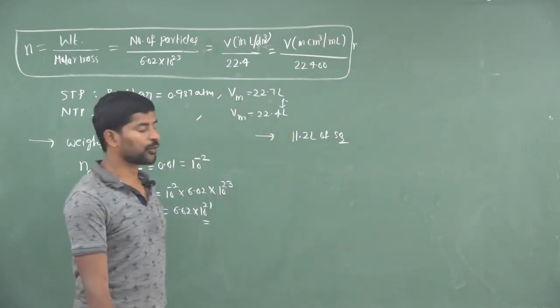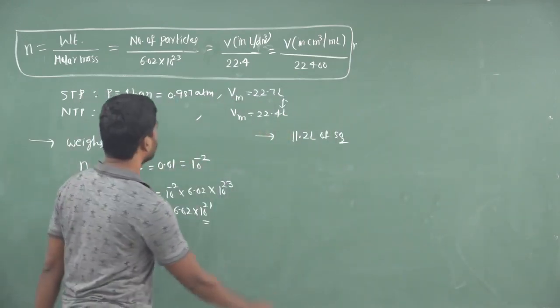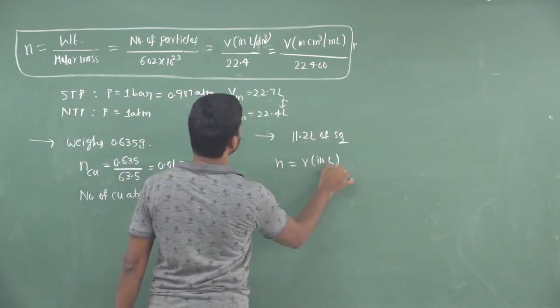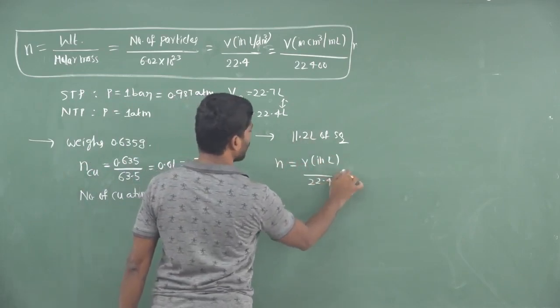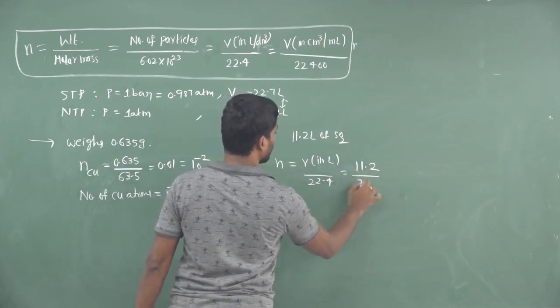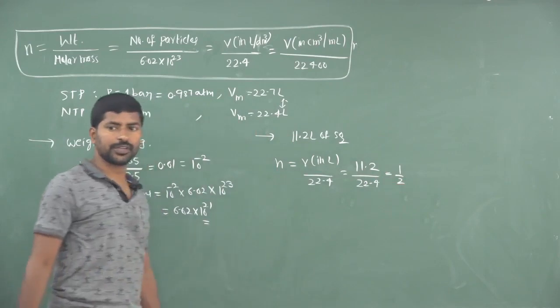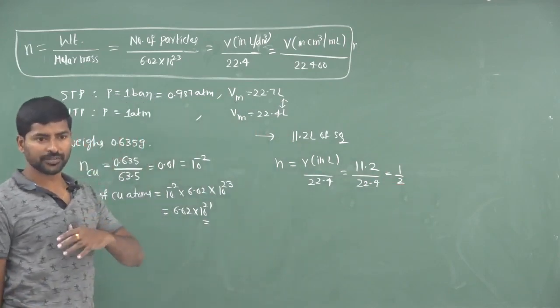11.2 liters of SO2 under NTP condition. That means how many moles? Number of moles is equal to volume in liters by 22.4. Volume given 11.2 by 22.4. That means how many moles of SO2 gas is present? Half mole of SO2 gas is present.